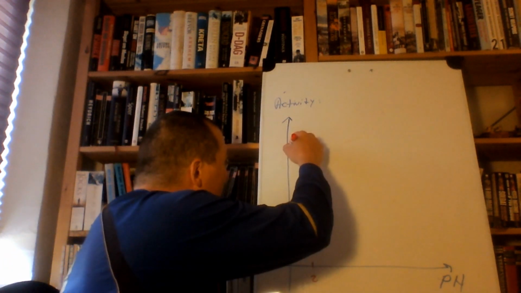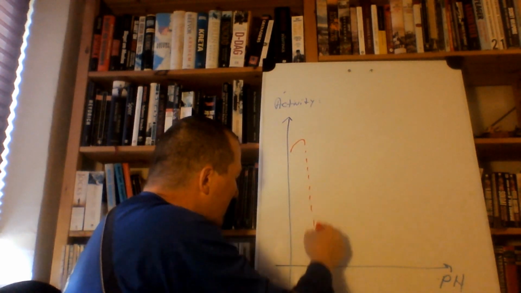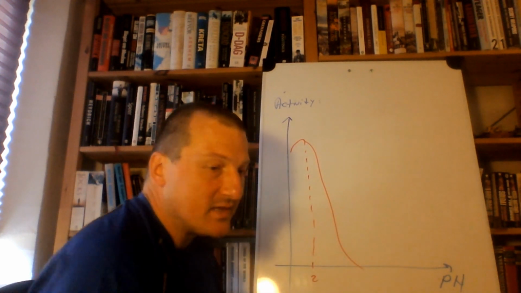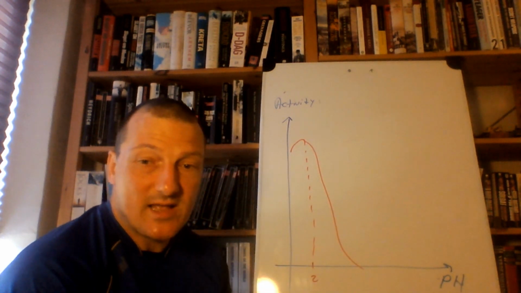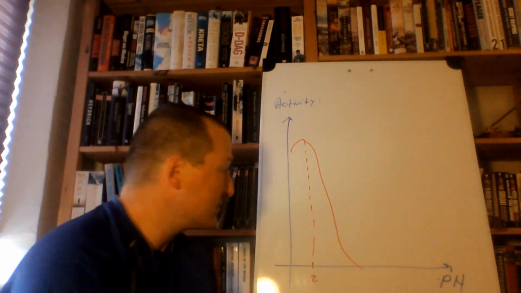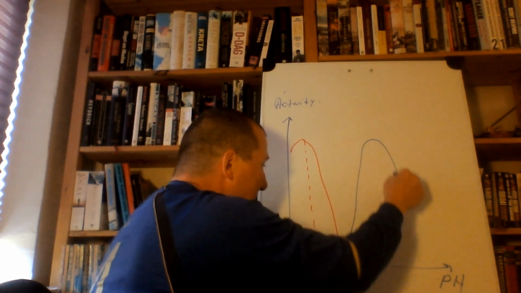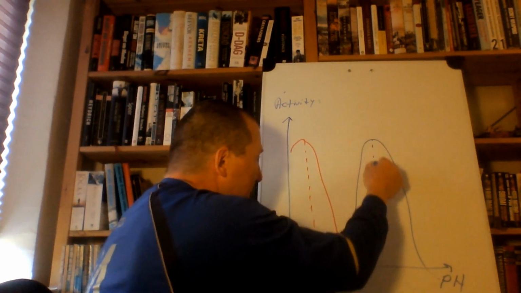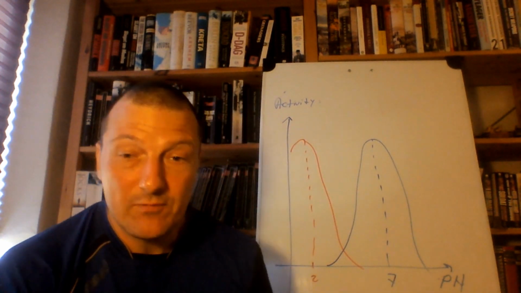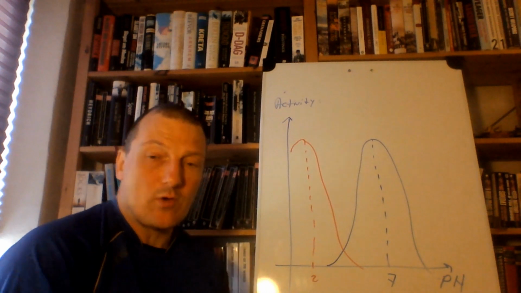Here too, this is the peak, and then again its activity will decrease as the pH gets higher, while an enzyme like amylase, for example, might have a curve that looks something like this. So different enzymes have different optimum pH where they work the best.